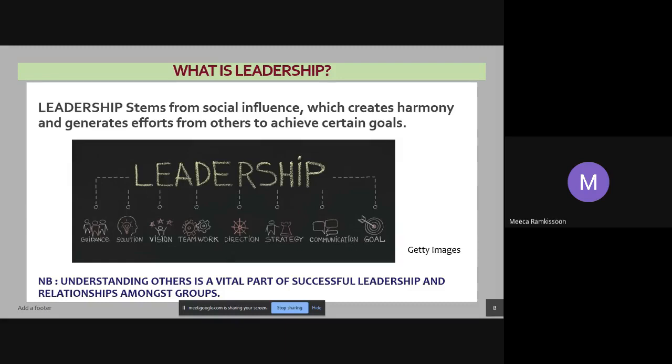However, the way in which a leader goes about doing these things can vary tremendously depending on the individual's cultural background, gender, and social skills. Leadership stems from social influence, which creates harmony and generates efforts from others to achieve certain goals.